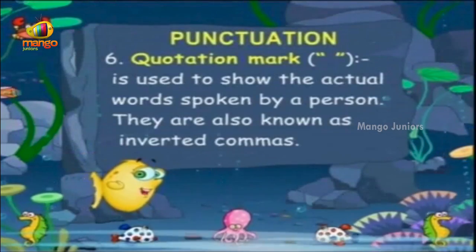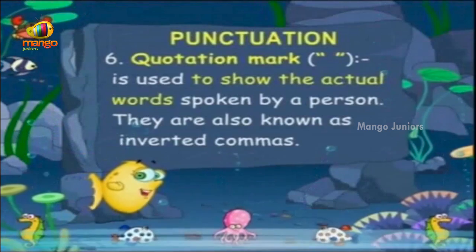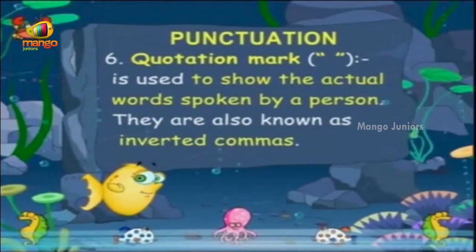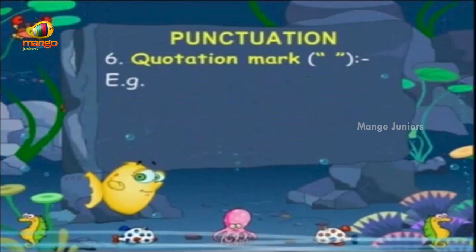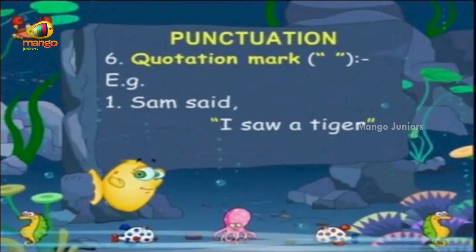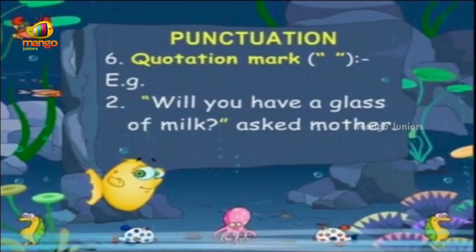Quotation marks are used to show the actual words spoken by a person. They are also known as inverted commas. For example, Sam said, "I saw a tiger." "Will you have a glass of milk?" asked mother.